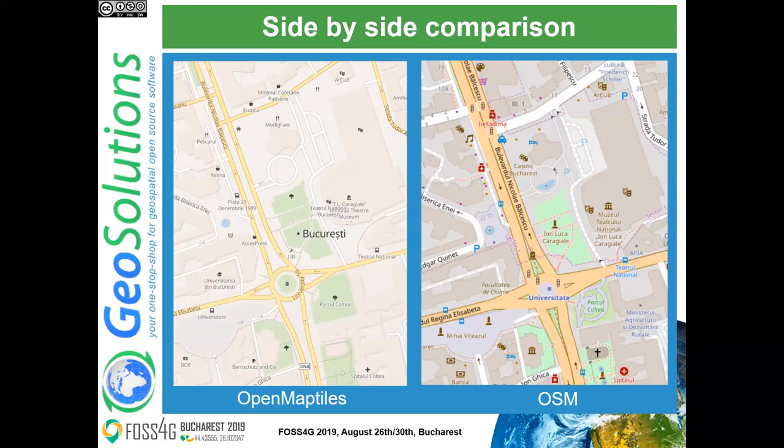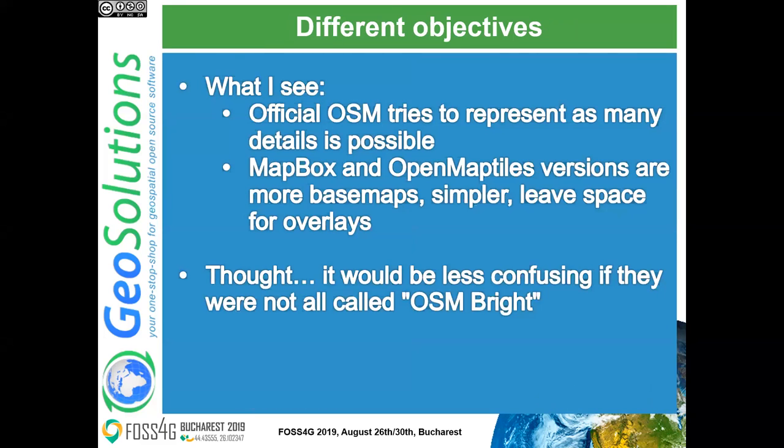While OpenMapTiles is lighter. So what do we see here? Well, there are different objectives really. The official OSM style tries to represent as many details as possible. It tries to be sort of an atlas. The Mapbox and OpenMapTiles versions are more like base maps. They are simpler. They leave space for overlays.